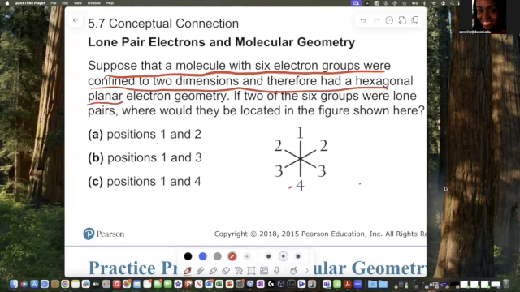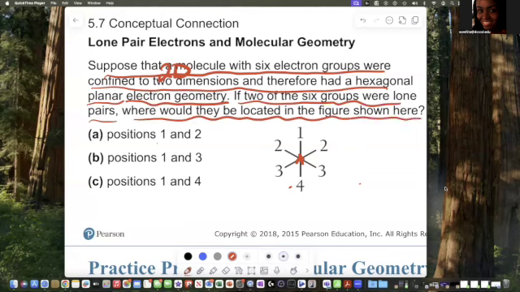So we have a molecule, let's call it A, and it has 6 electron groups, surrounding groups, right? And this molecule is 2D according to the statement here of this text, or it can be called hexagonal planar electron geometry. If 2 of those 6 groups were lone pairs, where would they be located in the figure shown here? Remember that lone pairs, I kind of casually call them introverts. They want to be as far from each other as possible because each lone pair is trying to spread out, right? And repel any group it's very close to. And each lone pair is doing that effect to a neighboring lone pair.